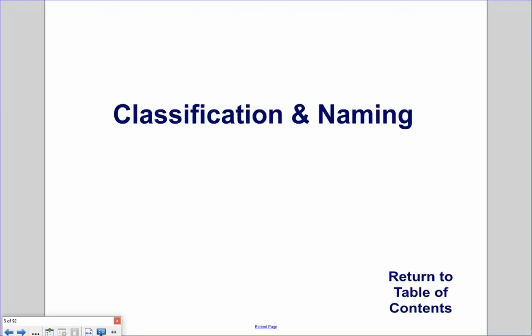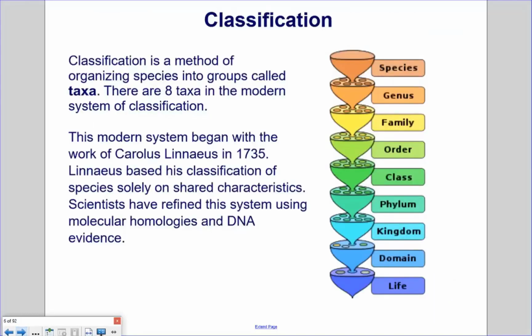Classification and naming. Classification is a method of organizing species into groups called taxa. There are 8 taxa in the modern system of classification. We start off with an individual species. Recall that species are organisms that can reproduce and have fertile offspring, and then a group of similar species fit into a genus, then genera fit into a family, and then order, class, phylum, kingdom, domain, and finally all life.